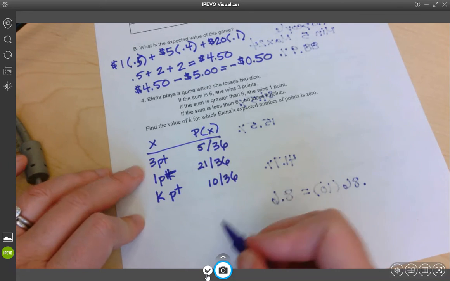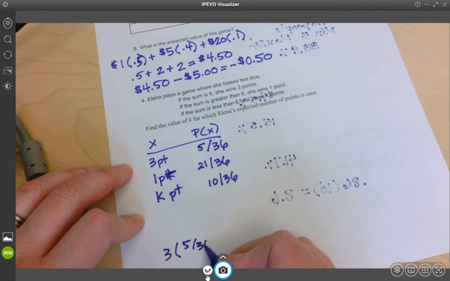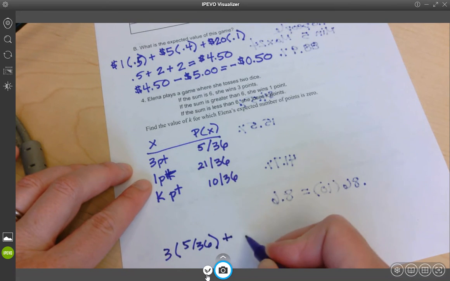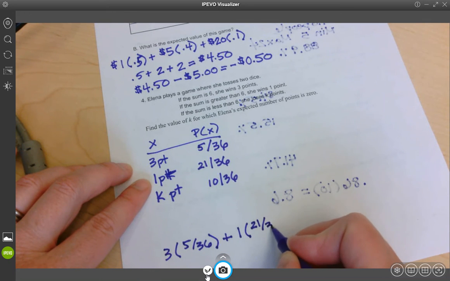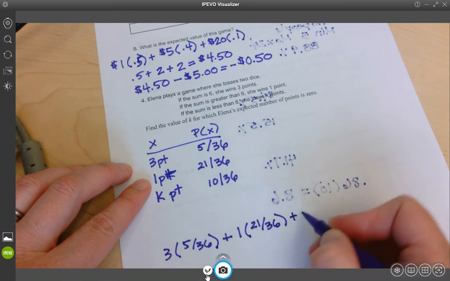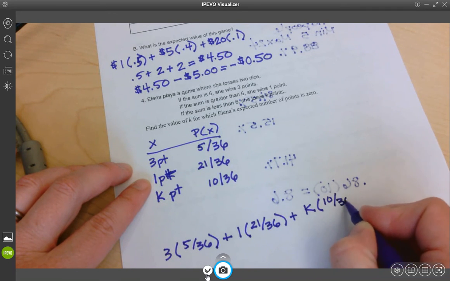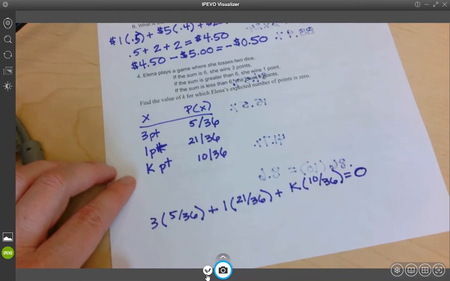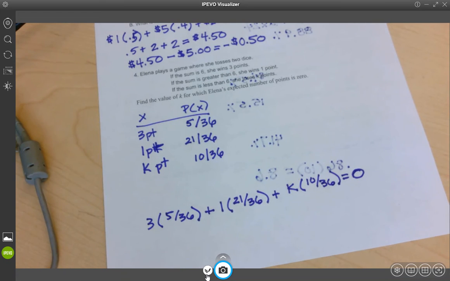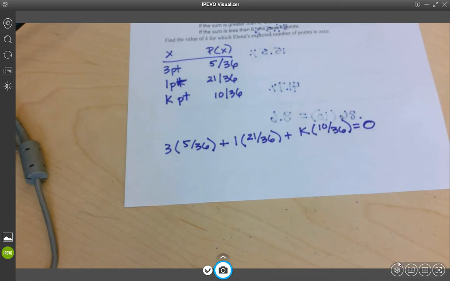So we're going to add them up. So we have x times the probability of x. So I have 3 times 5 over 36 plus 1 times 21 over 36 plus k times 10 over 36. And we want that sum to be 0. It's a zero-sum game. All right, so luckily Desmos can do your fraction work for you. I'm going to leave that up for just 1 minute because I know some of you are still getting that. And then we'll look at Desmos.